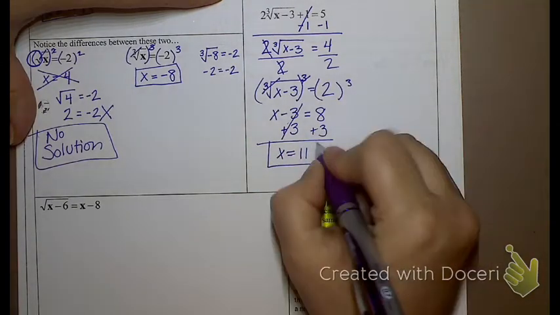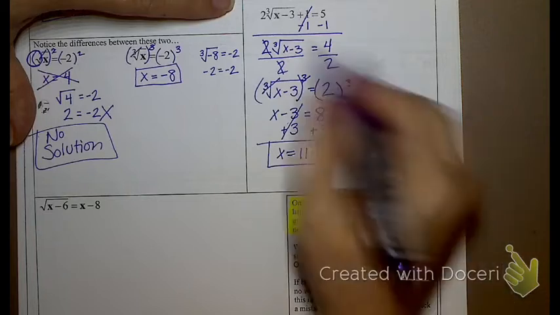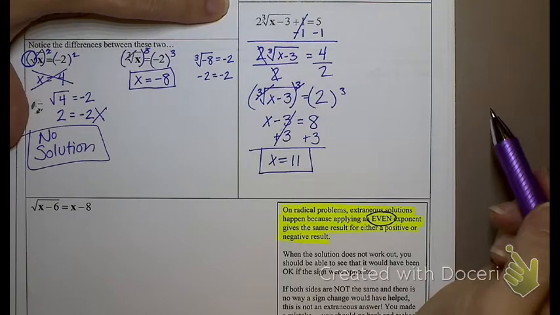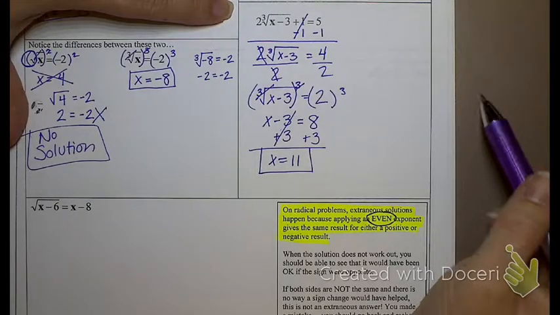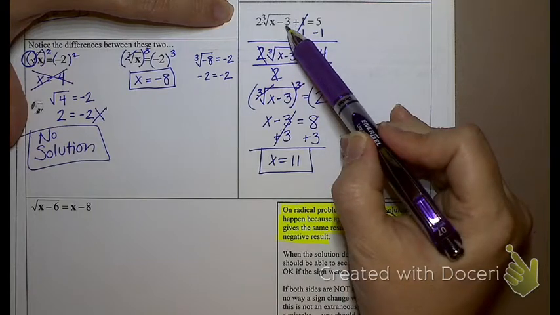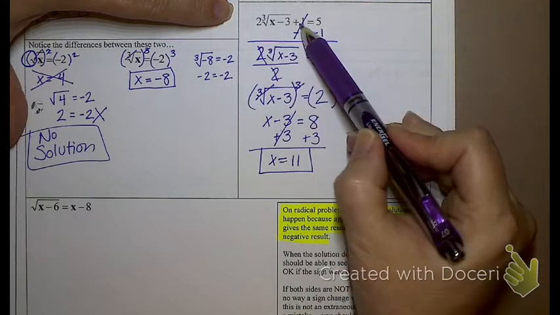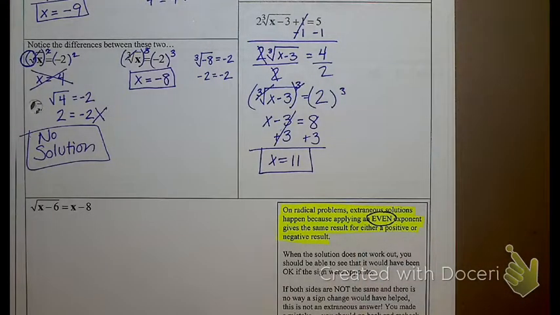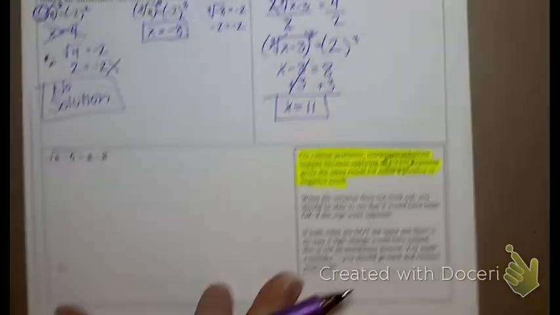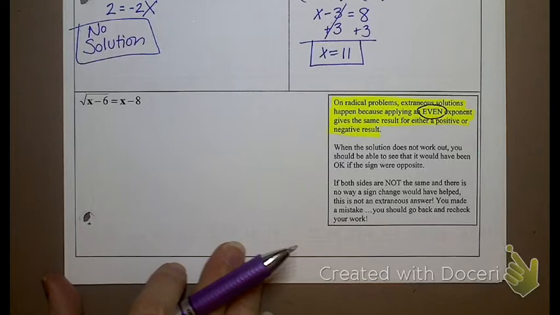No. Why not? Because it's a cube root. Can I check my answer if I want to know that I did it correctly? 11 minus 3 is 8. Cube root of 8 is 2. Times 2 is 4. Plus 1 is 5. It works out. Okay? All right, next problem.